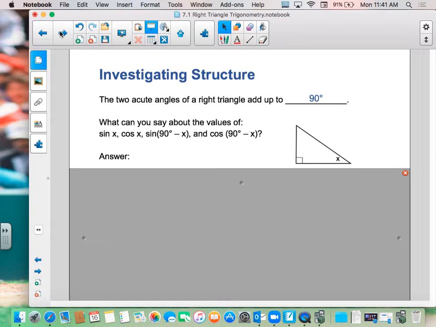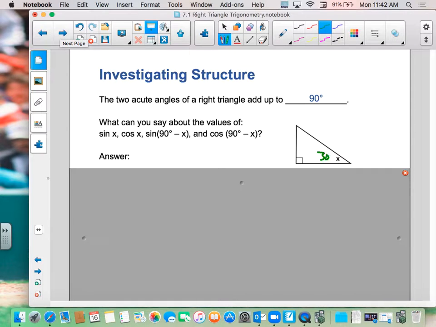Here's a little investigation from your book. The two acute angles of a right triangle add up to 90. If you think about it, the right triangle is 90. That leaves 90 more because all triangles add up to 180. What can you say about the values of sine x, cosine x, sine 90 minus x, cosine 90 minus x? This is something you could explore with your calculator. You could put a value in here for x. Let's say, I'll make it simple, 30 degrees, and this one is 60 degrees.